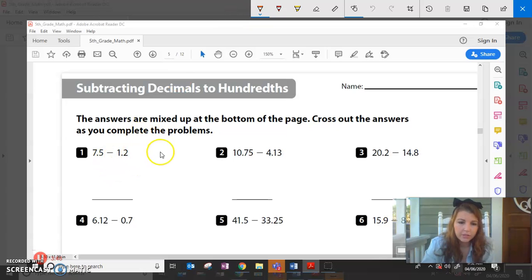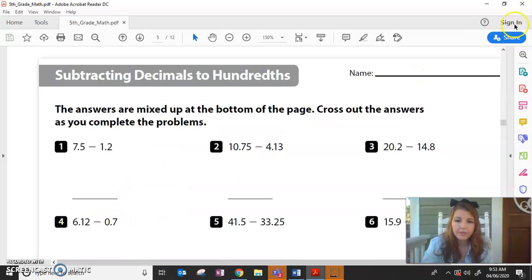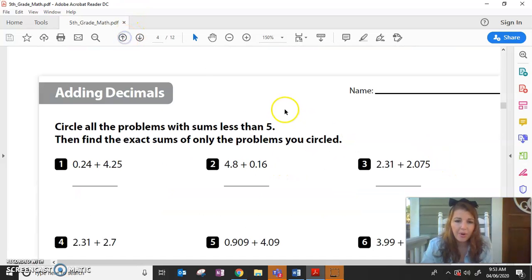Let's begin. I'm going to write 7 and 5 tenths on the top because that's what I'm subtracting from. And then I'm going to subtract 1 and 2 tenths beneath it. Just like before, I have to line up my ones with my ones. So 1 is in my ones place, and so is the 7. Don't forget your decimal point, and then 2 tenths, and then subtract. This one was pretty simple. 5 minus 2 is 3. Don't forget your decimal point, and then 7 minus 1 is 6. So my answer to number 1 is 6 and 3 tenths. If I was to scroll to the bottom, I would see 6 and 3 tenths as one of the choices, so I know I'm probably correct.